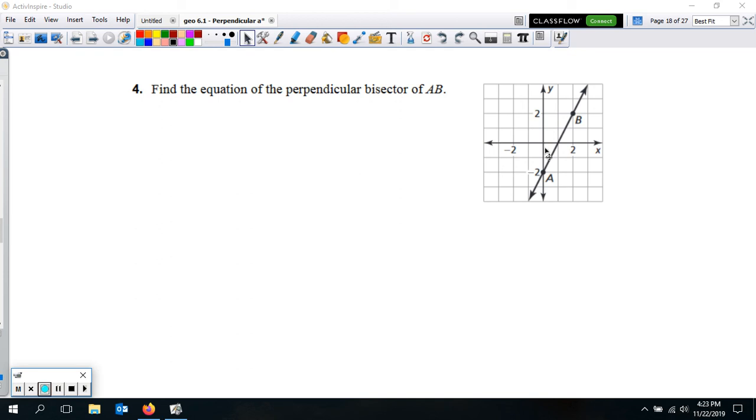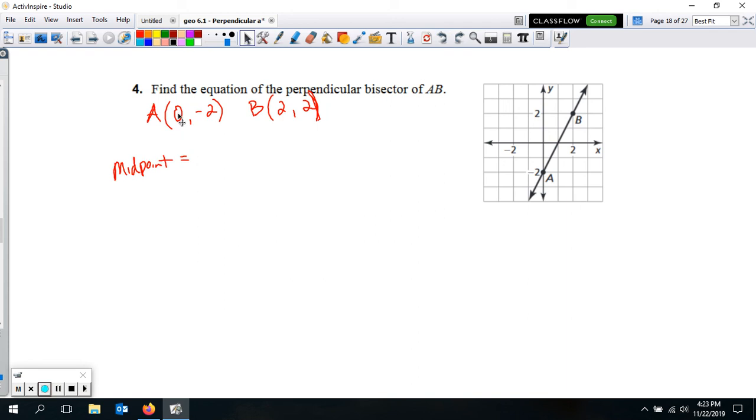So we can see A is right down here, so it's 0 for x, -2 for y, and B is over here at 2, 2. So there's our ordered pairs for A and B. We use those with the midpoint formula. So we want to now find the midpoint.